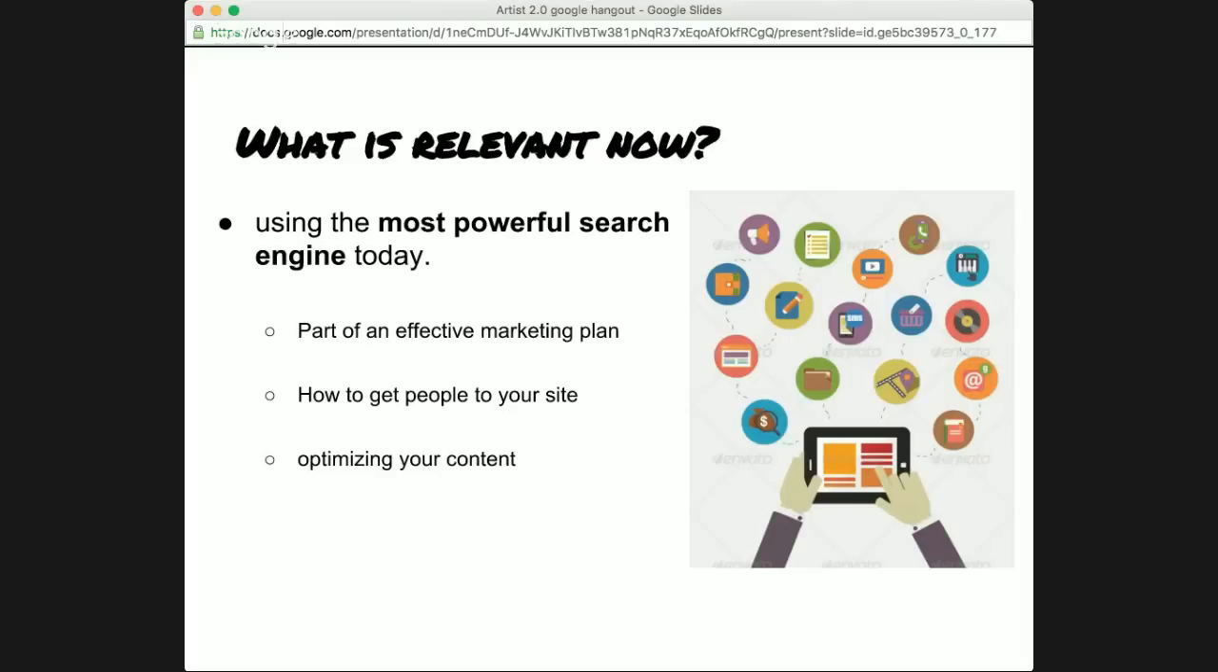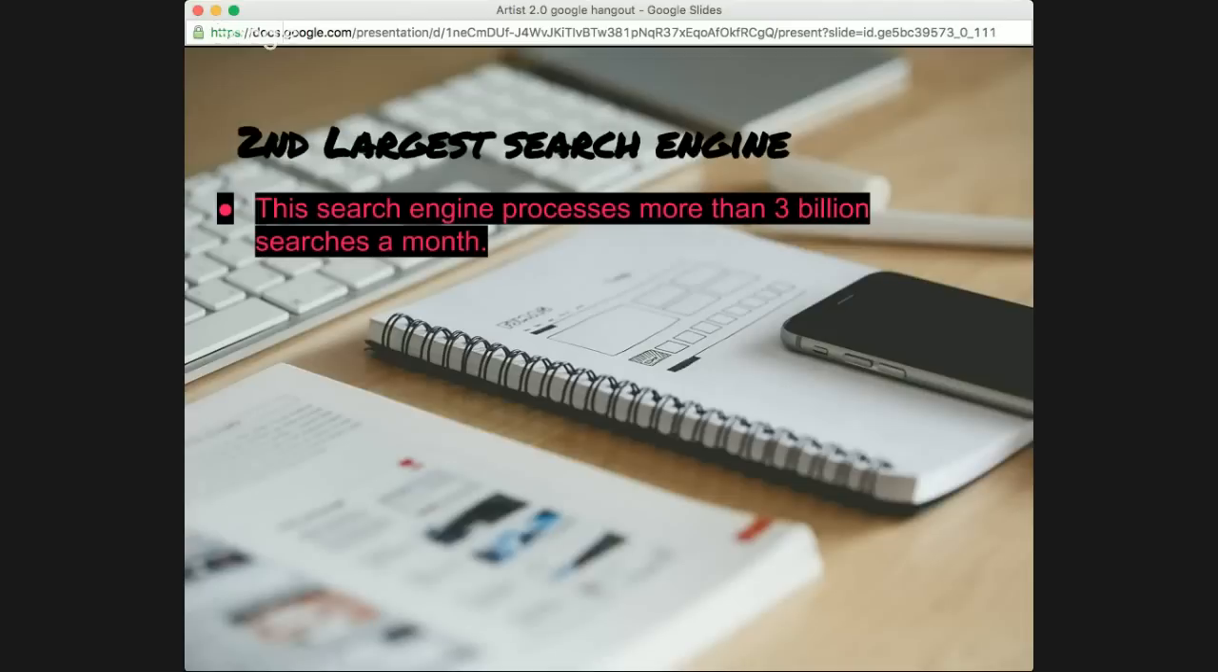And we got to learn how to optimize our content, which means titling our artwork effectively with the right keywords, making sure all the information about the artist, us, our site is available on anything that we post on the web, and that people, when they're sharing it, can tell whose work it is, where it came from, all that stuff. So let's talk about the second largest search engine that people are not thinking about.